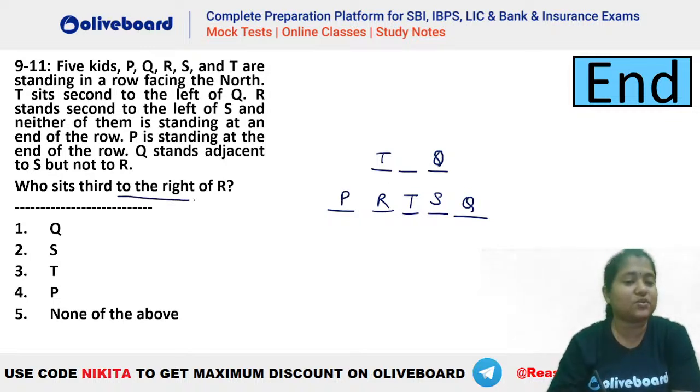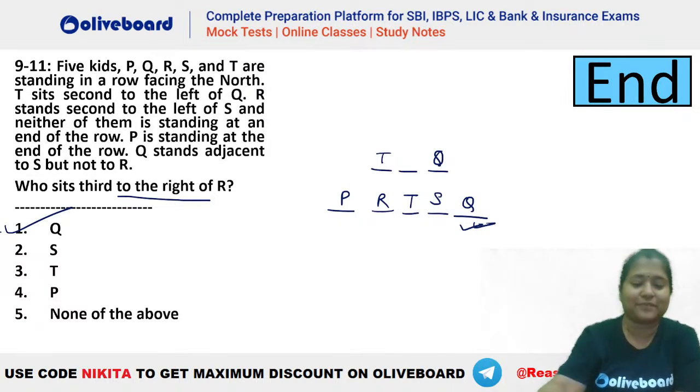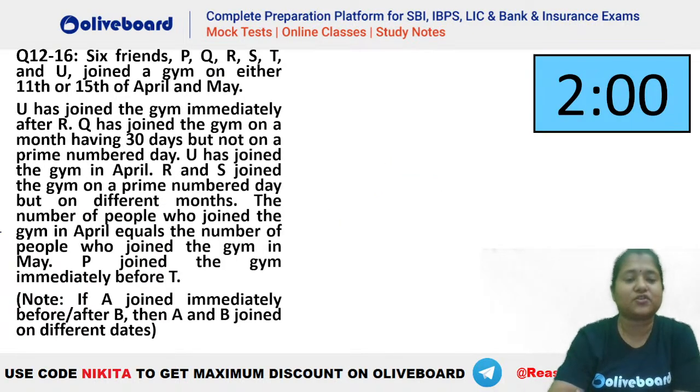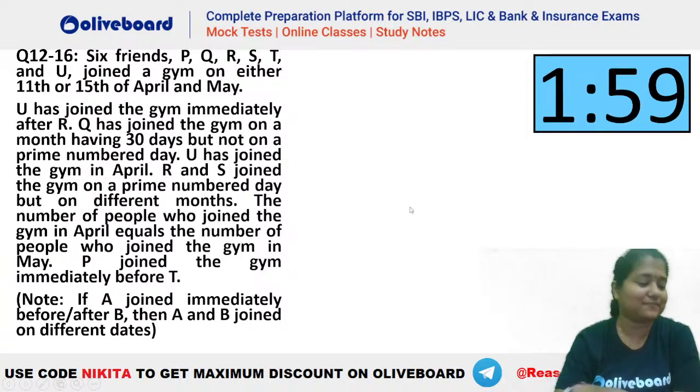So P will be this person. Now the question is, who is third to the right of R? You can see that's your Q, right? So Q is absolutely right. बिल्कुल सही है. Okay, good job. Chalo, next question very quickly on your screens. Let's have a look at this one. Let's try.